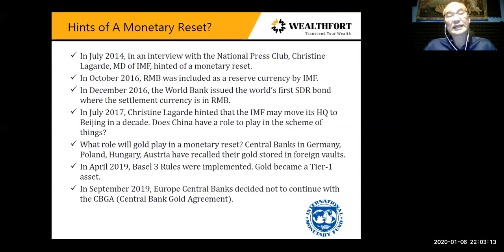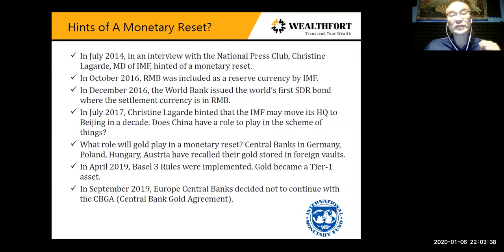In April 2019, Basel III rules were implemented. Gold became a Tier 1 asset, which means you can readily exchange gold at its current price. Previously, it was not a Tier 1 asset, which means you could exchange gold for only 50% of its current price. So that is telling you something: central banks now see the importance of gold.